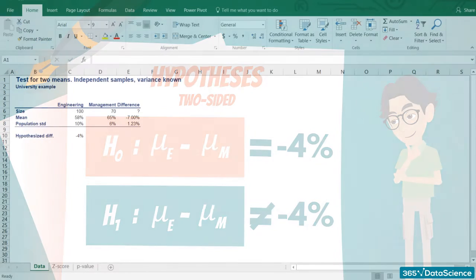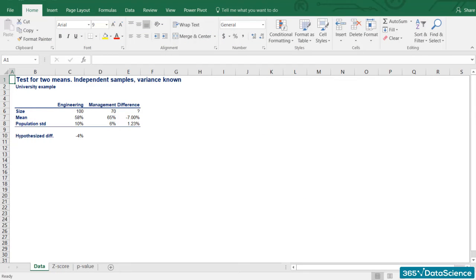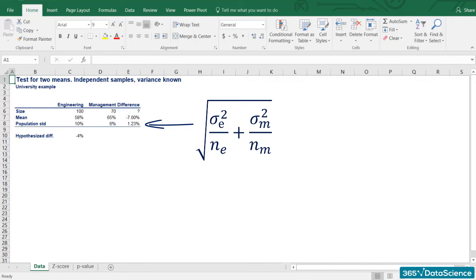Right, let's get our hands dirty. Here's the table that summarizes the data. The sample sizes are 170 respectively. The sample means are 58% and 65%, and the population standard deviations are 10% and 6%, and are known from past data. If you remember, when the population variance is known for independent samples, the standard error of the difference is equal to the square root of the sum of the variance of engineering divided by its sample size and the variance of management, again divided by its sample size.